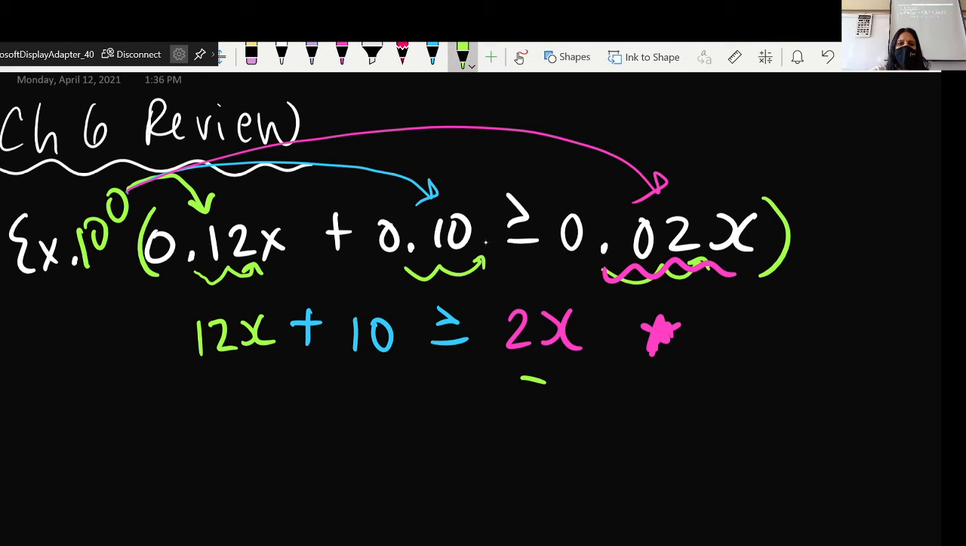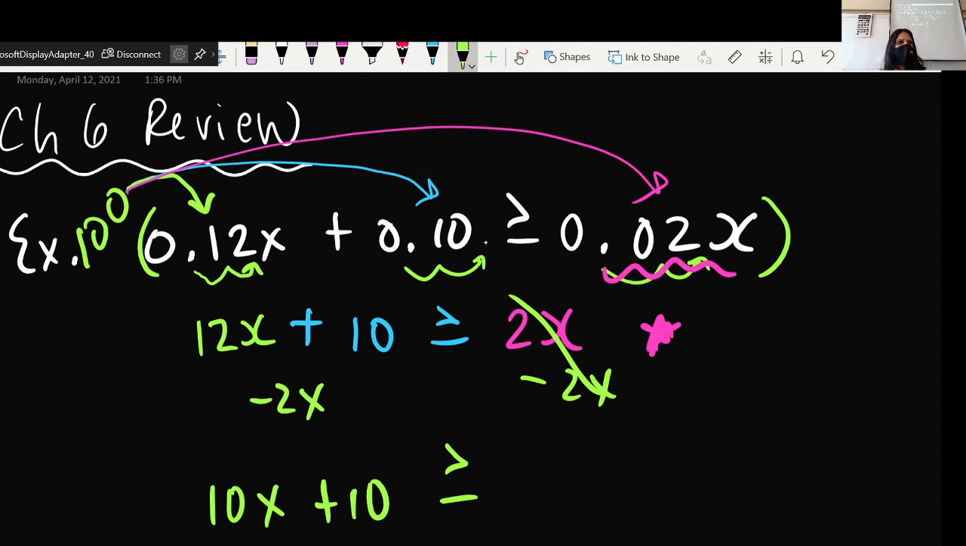Okay, so we do minus 2x. Everybody good with that? Yes. We do that on both sides. So what's 12x minus 2x? We get 10x + 10, and if we got rid of this, what are we left with on the right side? Nothing, so just 0. Then we want to get the x by itself, so what should I do? Take away 10 on both sides. Everybody good with that?